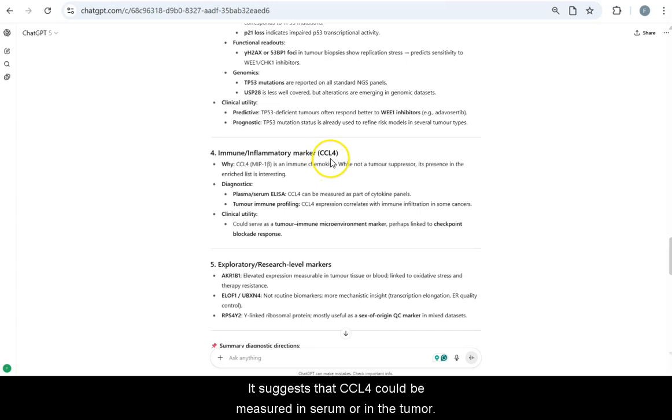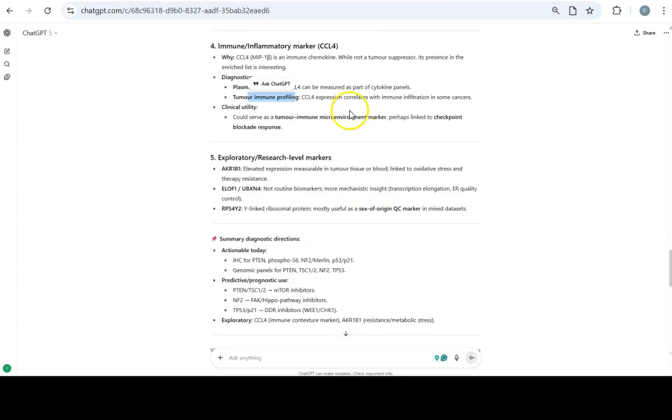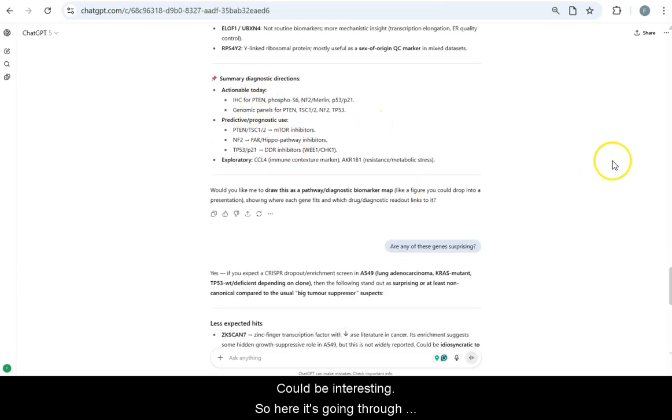It suggests that CCL4 could be measured in serum or in the tumor. Could be interesting. So here it's going through such things.